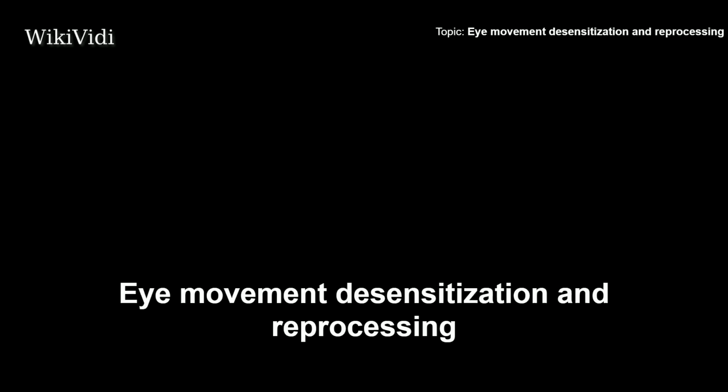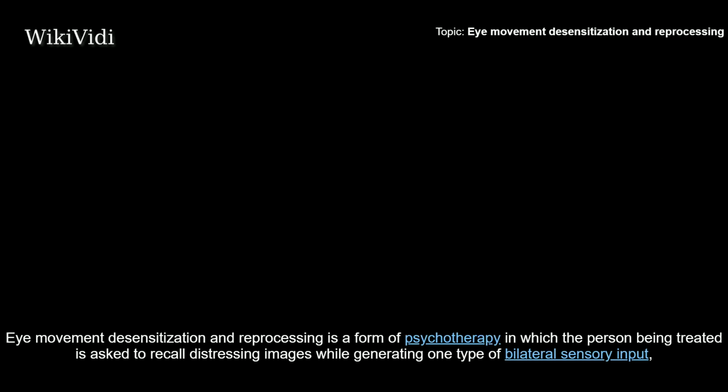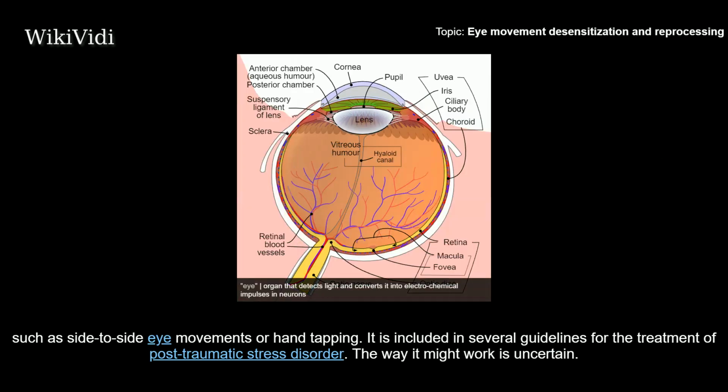Eye movement desensitization and reprocessing. Eye movement desensitization and reprocessing is a form of psychotherapy in which the person being treated is asked to recall distressing images while generating one type of bilateral sensory input, such as side-to-side eye movements or hand tapping. It is included in several guidelines for the treatment of post-traumatic stress disorder. The way it might work is uncertain.